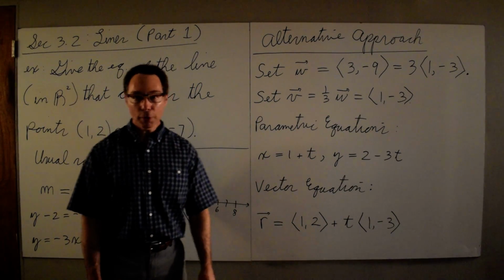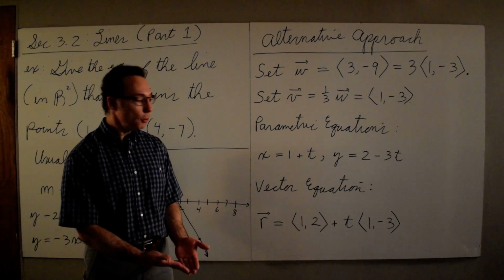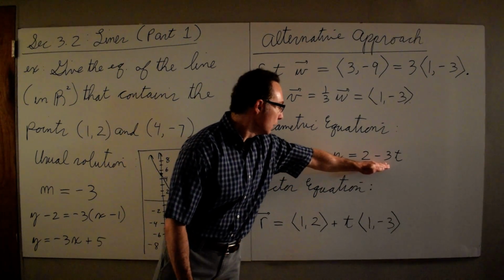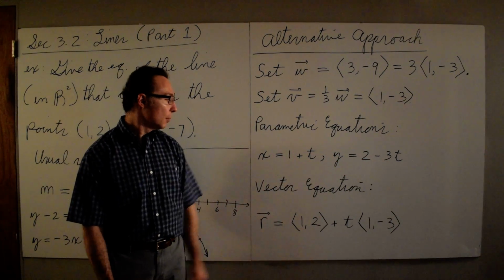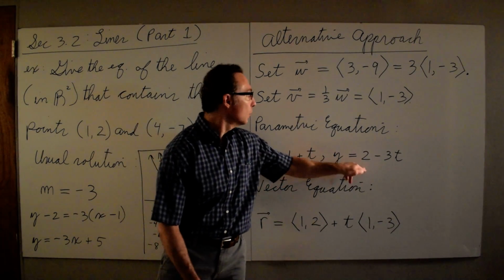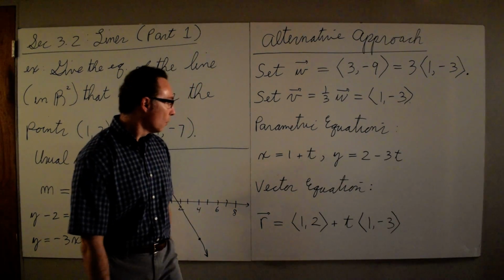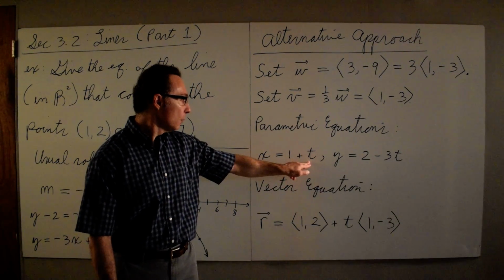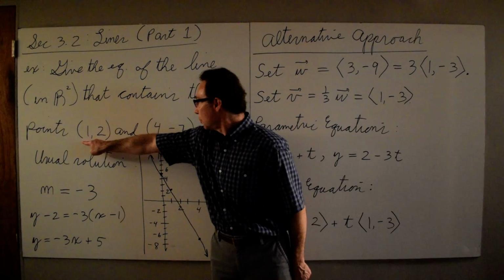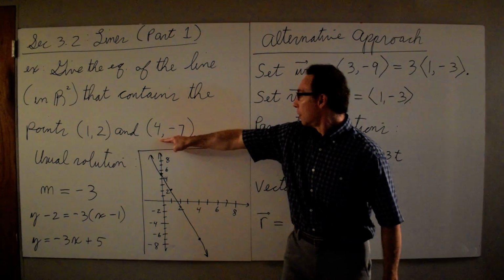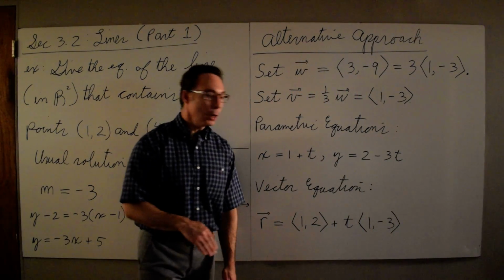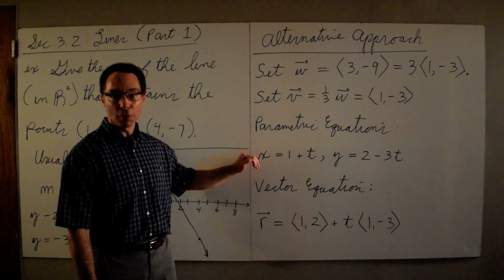So, remember parametric equations from Calc 2. We can parameterize the line. x is 1 plus t, y is 2 minus 3t. t is our parameter. When t is 0, what do we have? We have the point (1, 2). It's a point on the line. When t is 1, what do we have? We have the point (2, -1).